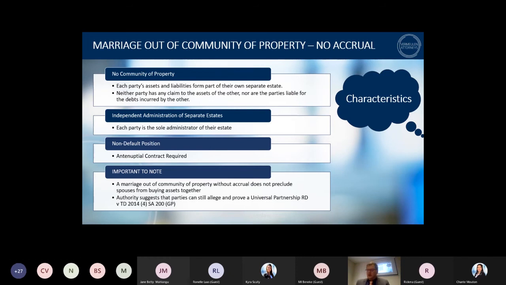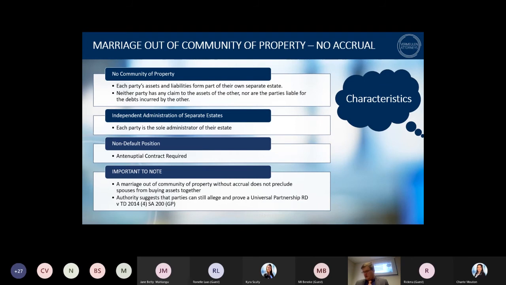Good luck going for a spousal maintenance claim if you burn all of your assets, however. There is no community of property. Each party's assets and liabilities form part of their own separate estates. Neither party has any claim to the assets of the other, nor are the parties liable for the debts incurred by the other. And that is why the sole administration, just to drive home the point, comes in, because you are the sole owner and holder of your estate.